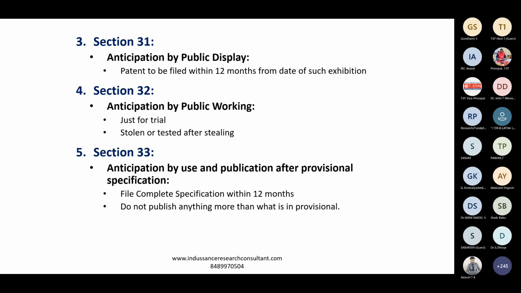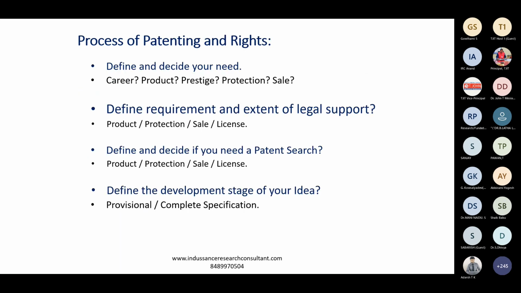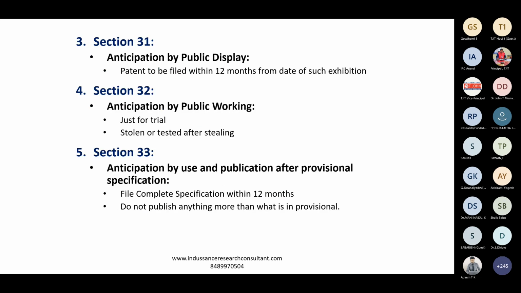If you explain more, beyond whatever has been explained in the provisional, and later you claim for getting a patent for those things, you will never get a grant for that. You can never claim that also. So you'll have to understand that you are not supposed to publish anything more than what is in the provisional application. So these are the sections which come under anticipation. We'll have to be careful while disclosing your idea.